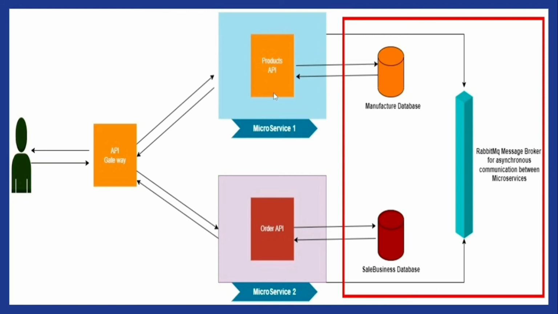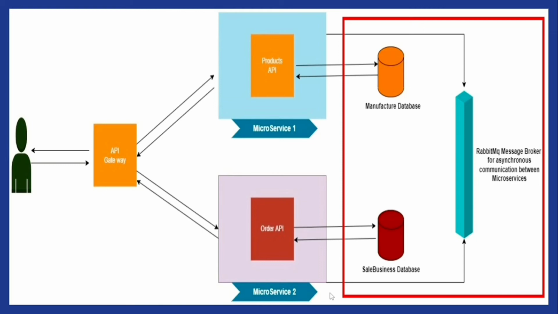whenever a product is created, a product is inserted into the manufacturer database, meaning we invoke the products POST endpoint, at that time we want to send that product information as a message to the RabbitMQ message broker. Then that message can be read by our other microservice application, the SalesBusiness API application.